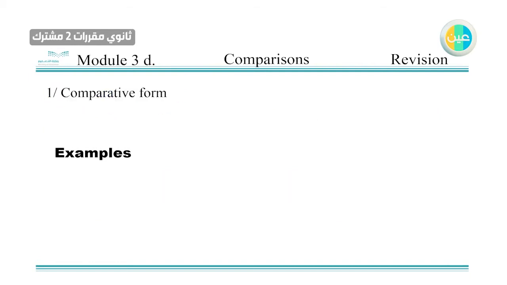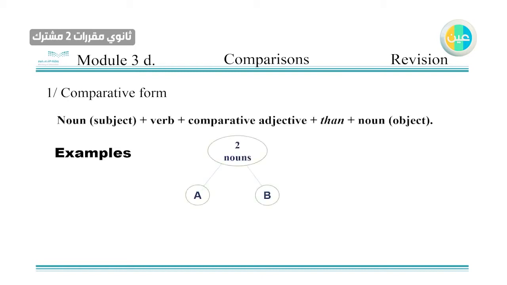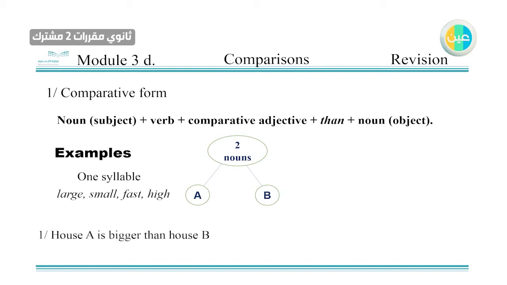Okay, moving on. The comparative form, comparisons. Now you have two types of comparisons. You have the comparative, which is between two. Now, you have two nouns, I'm comparing them, and I want to say that one of them is more than the other one. You have two types of adjectives: one syllable, and more than one syllable, or 2 or 3 syllables. When you have one syllable, like large, small, fast, high, all you have to do is put ER and then "than" and the other noun. For example, house A is bigger than house B. Car A is faster than car B.